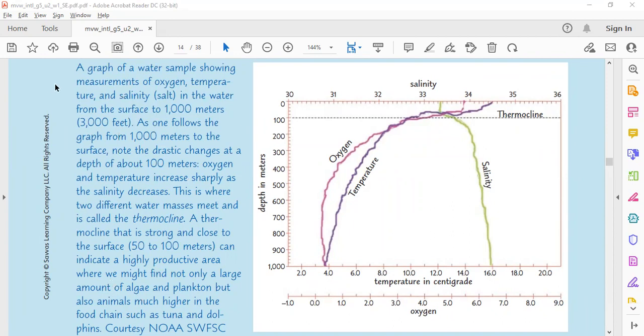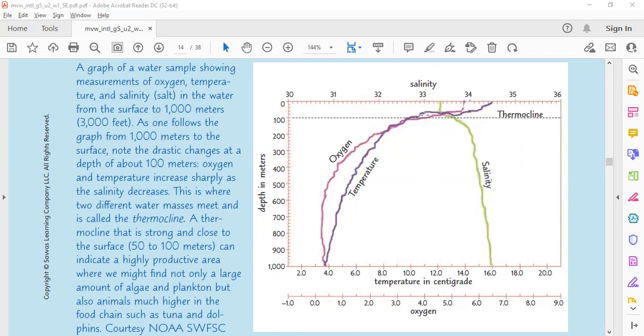Here, it says, a graph of a water sample showing measurements of oxygen, temperature, and salinity, salt in the water, from the surface to 1,000 meters. As one follows the graph from 1,000 meters to the surface, note the drastic changes at the depths of about 100 meters. Oxygen and temperature increase sharply as the salinity decreases. This is where two different water masses meet and is called thermocline.